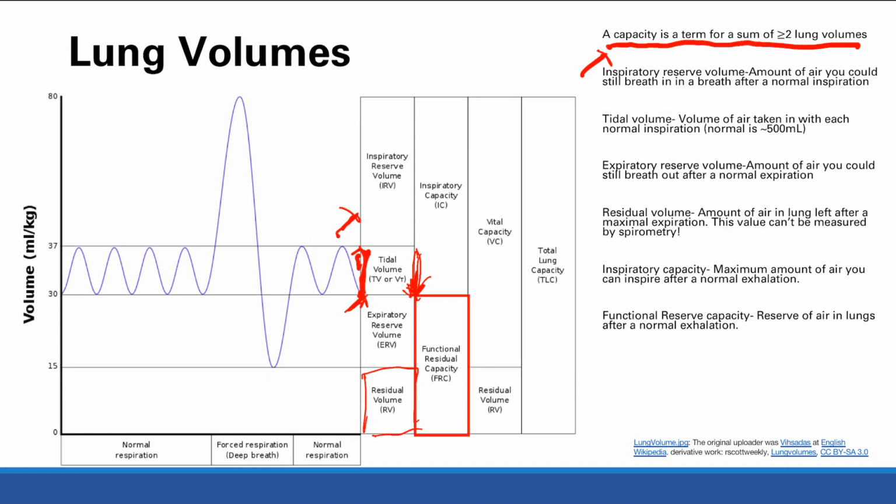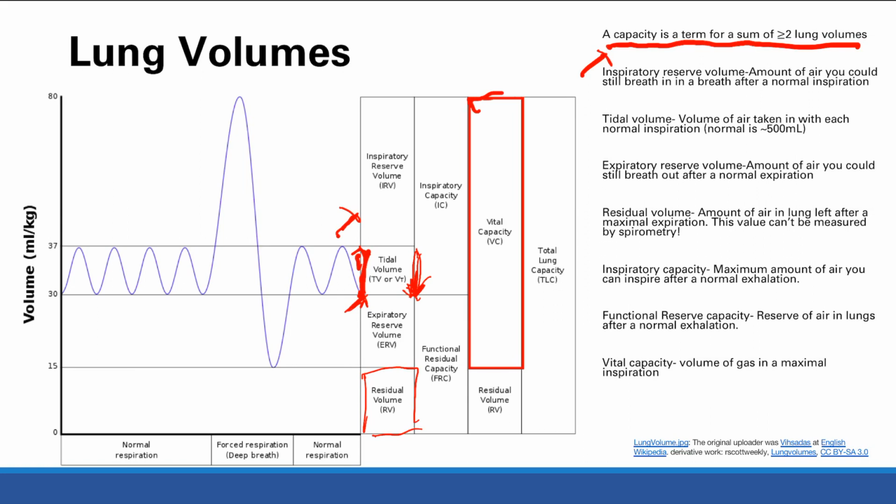Next is the functional residual capacity. Okay, this is the amount of air in your lungs after a normal exhalation. Finally, vital capacity. This is the maximum amount of gas that you can inspire or exhale, either one. If you take as deep a breath as you can, and push out as much as you can, that's the volume of air that's your vital capacity, okay?